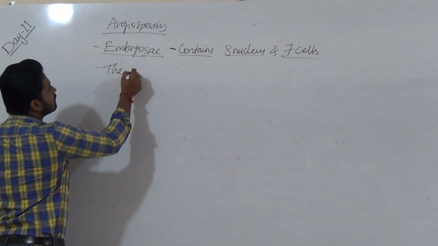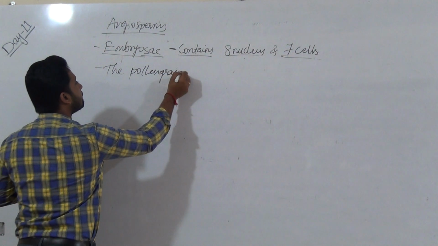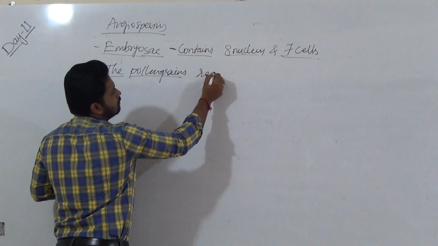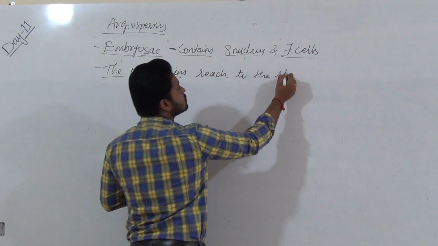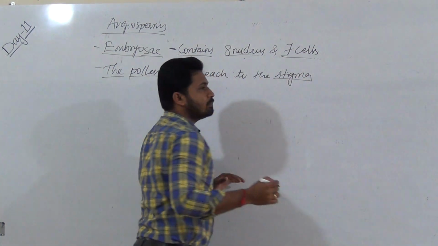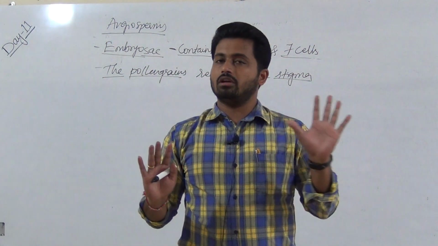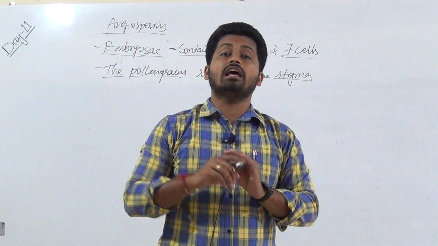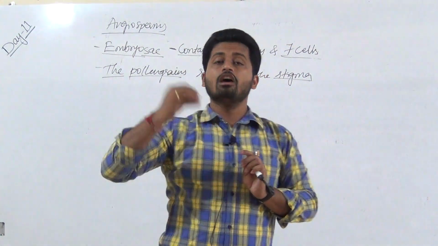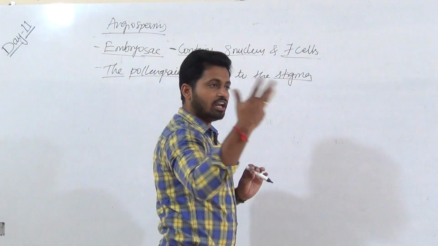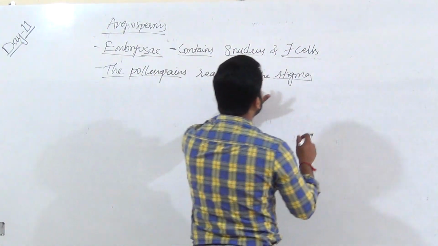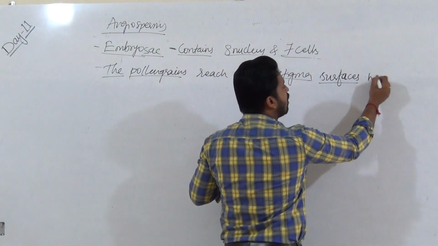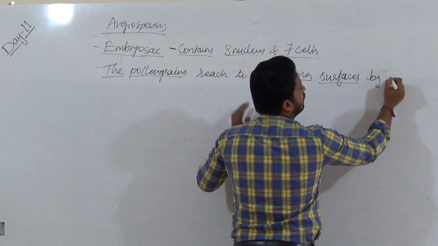The pollen grains reach the stigma, because fertilization has to happen. Remember, both gametes are non-motile. Pollen grains come towards the stigma with the help of other agents like air and water, called trans-pollinating agents. The pollen grains reach the stigma surface by many agencies.